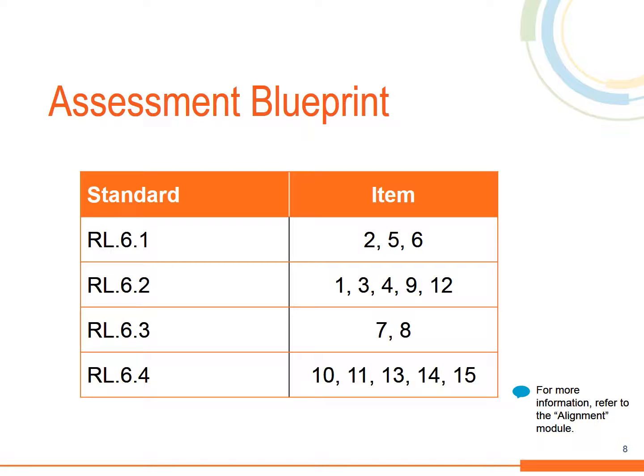You see on the left-hand side there is the standard, and on the right-hand side is the items that actually address that standard. When I use the term item, I mean the specific items on an assessment. So you could, in many situations, replace that with the word question. So for standard RL 6.1, the items or questions that are addressed are question number 2, number 5, and number 6.